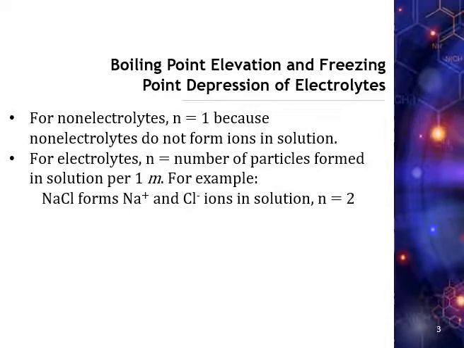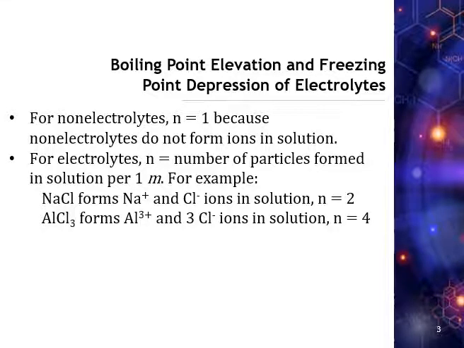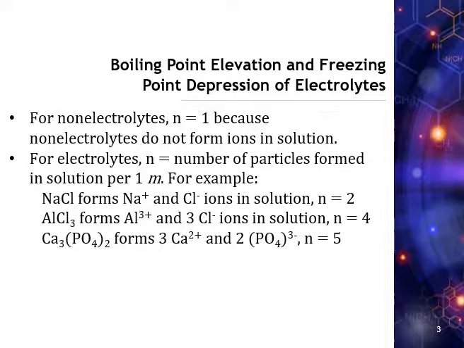For example, sodium chloride forms Na+ ions and Cl- ions in solution. N is equal to 2. Aluminum chloride, AlCl3, forms Al3+ ions and 3 chloride ions in solution. N is 4. Calcium phosphate, Ca3(PO4)2, forms 3 Ca2+ ions and 2 phosphate ions, PO4 3-. N is equal to 5.